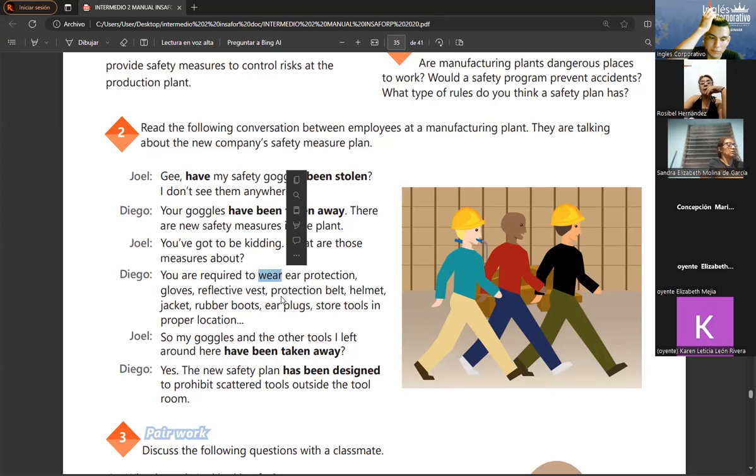Okay, ¿estoy claro con el uso de wear? Yes, good. All right. Also, what is the past form of the verb wear? The past form.